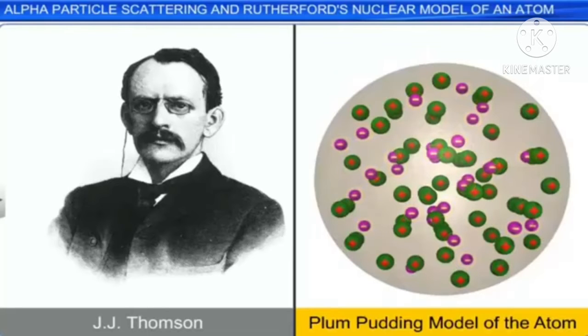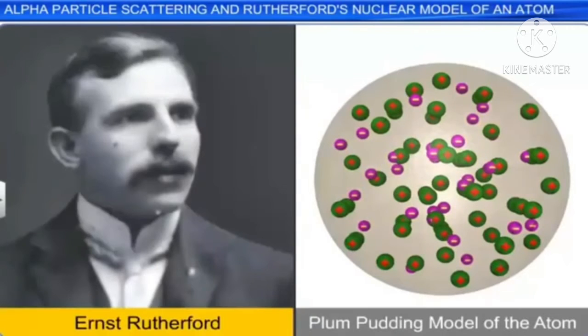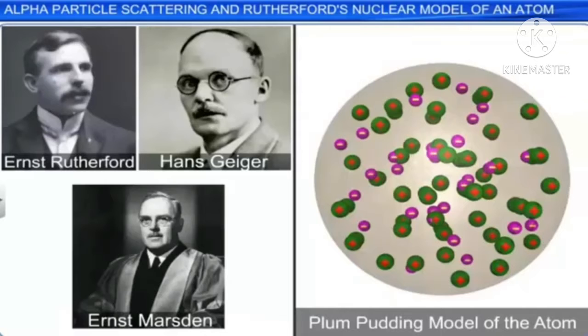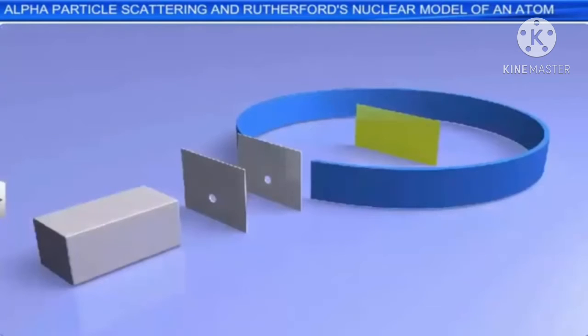But subsequently, an experiment proposed by Ernest Rutherford and carried out by his students Hans Geiger and Ernest Marsden to understand the structure of the atom proved that the plum pudding model of the atom was not in agreement with the results of the experiment. Rutherford proposed that the scattering of the alpha particles from atoms of an element would be helpful in understanding the structure of the atom. Let us now study and understand Rutherford's alpha particle scattering experiment, which led to Rutherford's nuclear model of the atom.